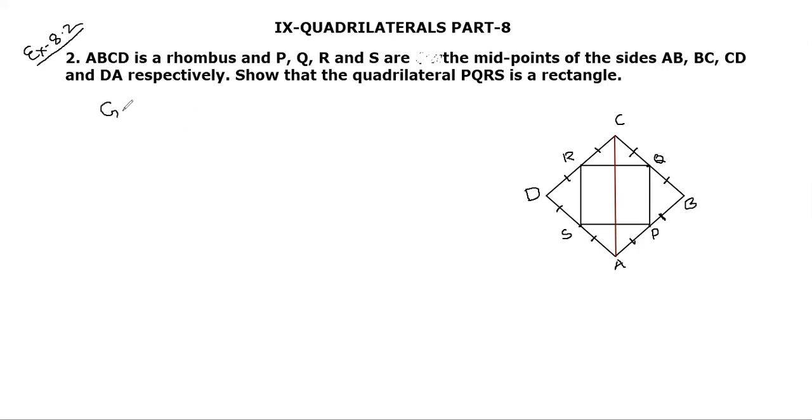So what else do we have given? Always write the given conditions. That will help you to proceed with the question. So here, what is given? ABCD is a rhombus. Rhombus means it will satisfy all the properties of a rhombus, that is, all sides are equal. The main property is AB is equal to BC is equal to CD is equal to DA. In a rhombus, all sides are equal.